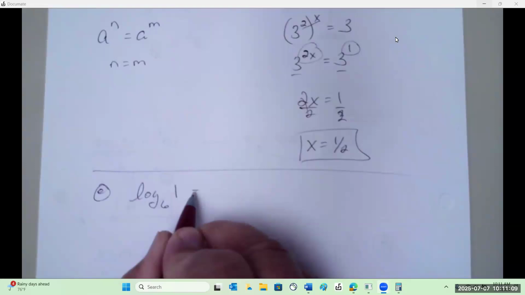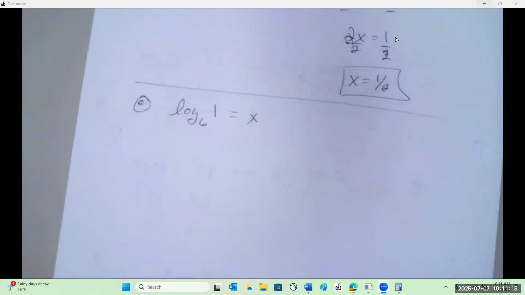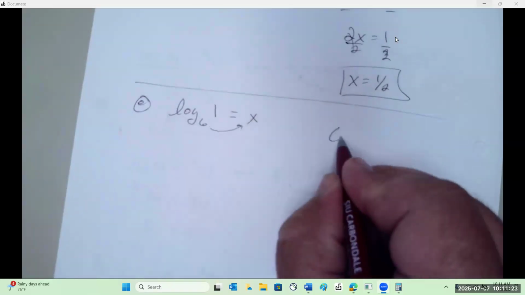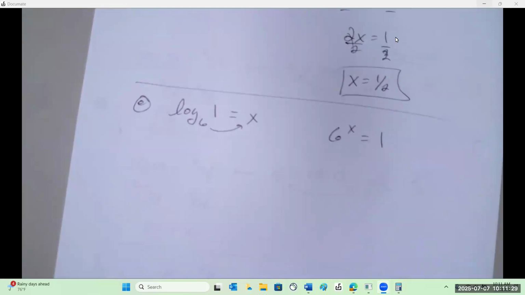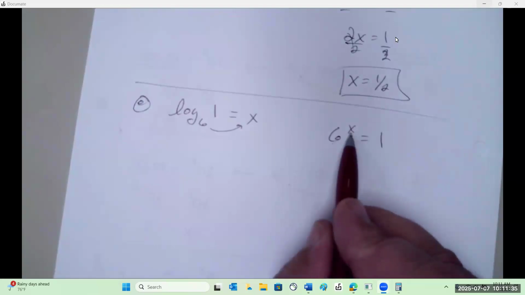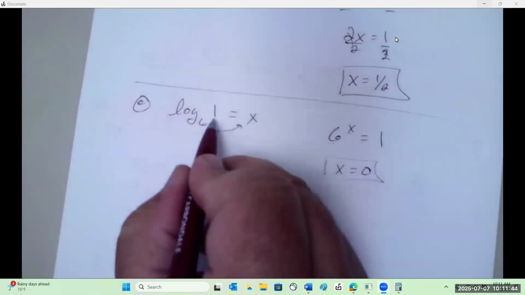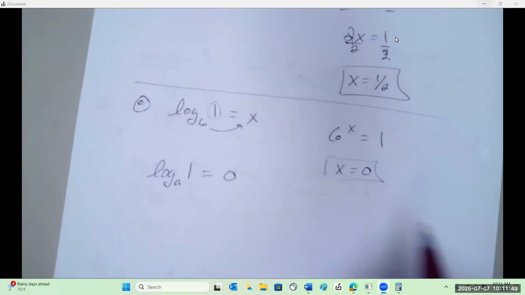Log base 6 of 1 is equal to what? So what is log base 6 of 1? We set that equal to x, convert it. So we have 6 to the power x is equal to 1. 6 to the power what equals 1? Anything to a certain power always equals 1. What is that power? Very good. x equals 0. So log of 1 equals 0, always.